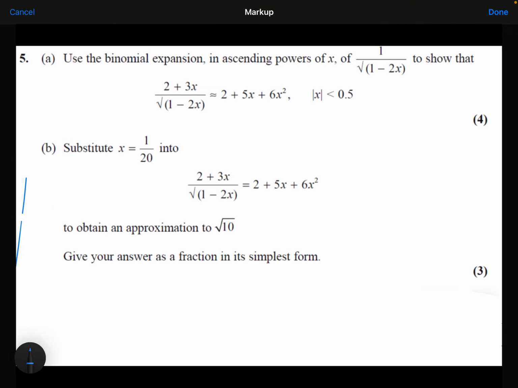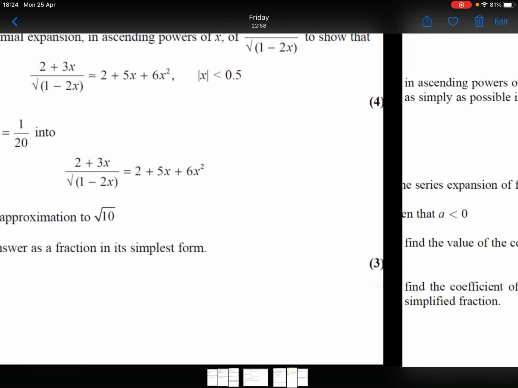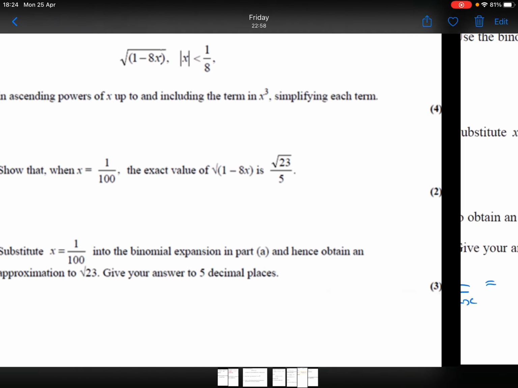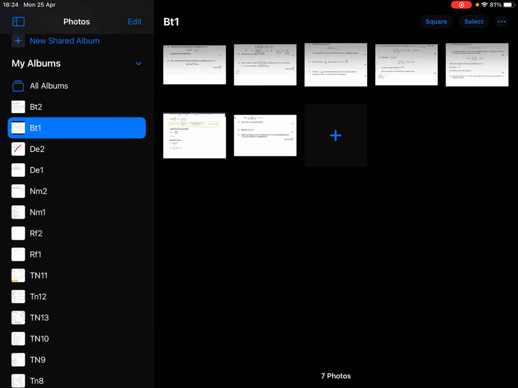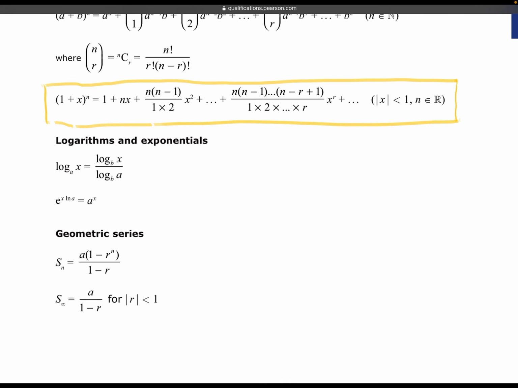So, in order for me to expand this, first of all, let me remind you what the formula is for the binomial theorem. That's your binomial theorem. You do get given it in the formula booklet. So we need our expression to be in the form of 1 plus something to the power n, and then we can use that pattern of 1 plus nx plus n times n minus 1 over 1 times 2 times x squared, and so on, following that pattern.